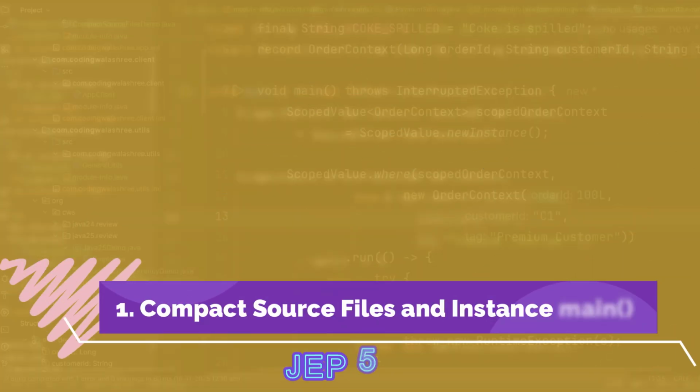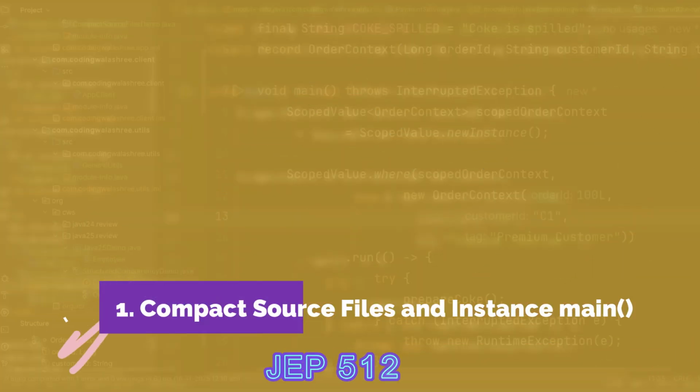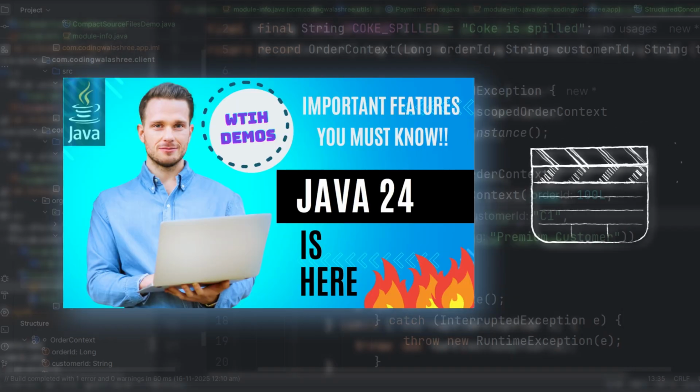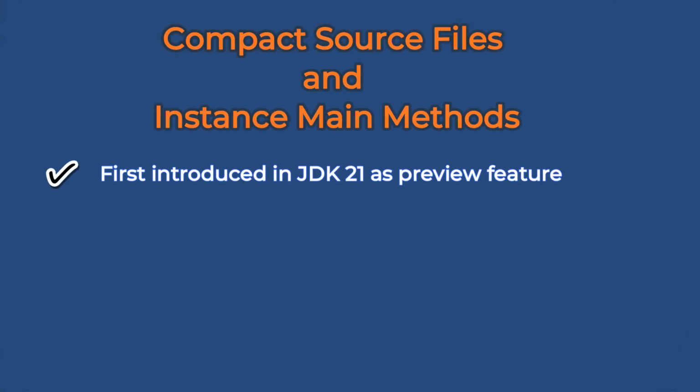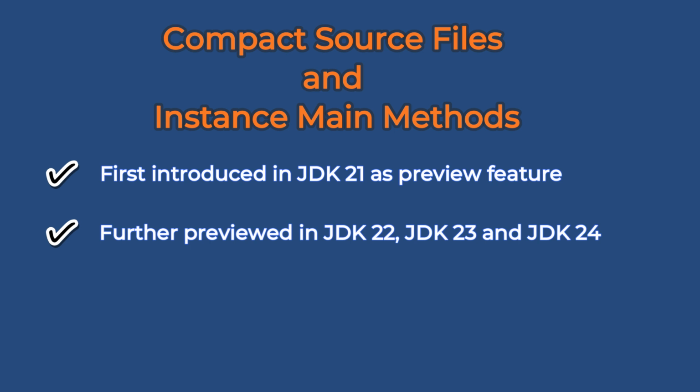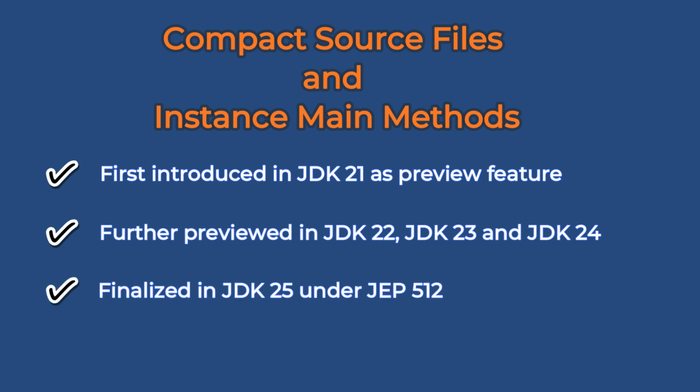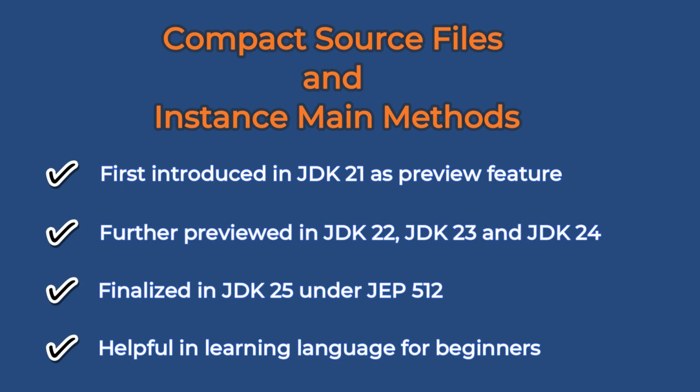Let's start with something simple. Remember those compact source files and instance main methods feature we explored back in my Java 24 feature review video? This feature was first introduced in JDK 21, and after a few refinements across versions, they have now been finalized in Java 25. With this, Java 25 takes another step towards helping beginners, students, and instructors learn the language more easily, letting them write simpler programs before diving into Java's heavier concepts.